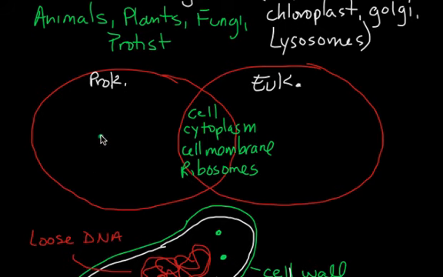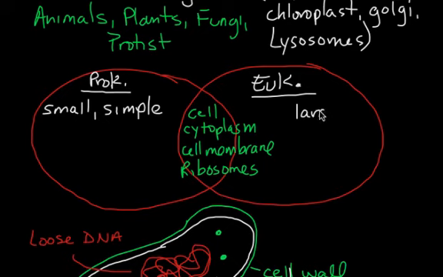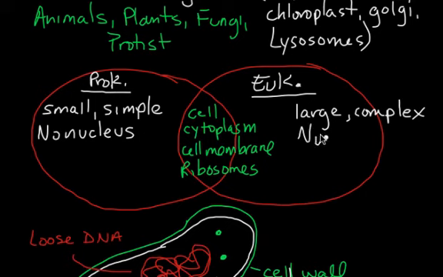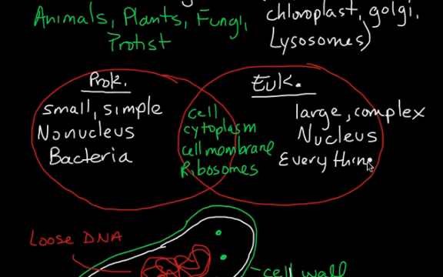But outside of that, there's not a whole lot that they have in common, so we're going to see different things. So if we're talking about our prokaryotic side, we know that prokaryotes are going to be small, and they're also going to be simple. On the opposite side for our eukaryotes, these guys tend to be large and they're also going to be complex. We also have no nucleus present in prokaryotes, and we definitely have a nucleus in eukaryotes. We can also say that prokaryotes are only bacteria and eukaryotes are everything except bacteria.